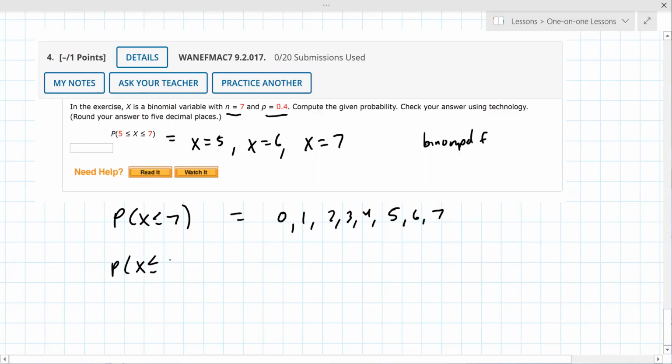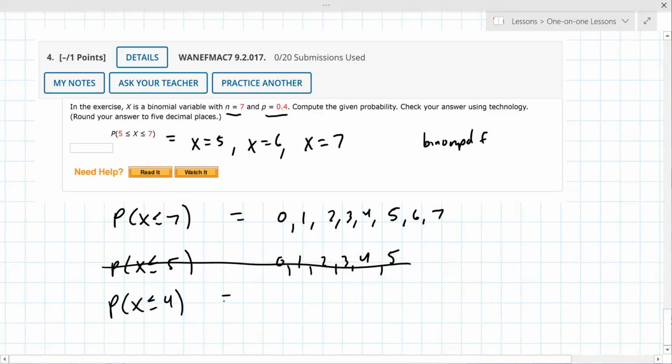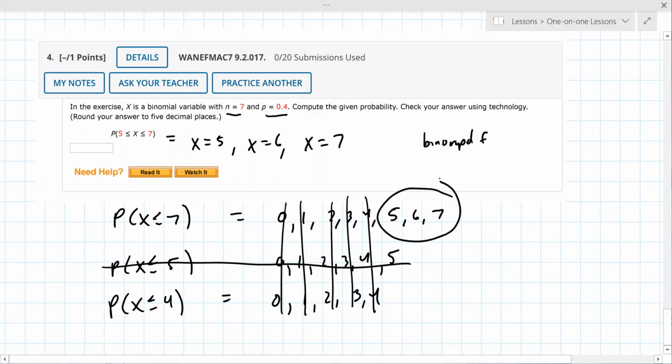Probably x less than 5 is 0, 1, 2, 3, 4, and 5. See how it overlaps still at 5? So you actually don't want to do that. You want to go to x less than or equal to 4, and that's 0, 1, 2, 3, and 4. And then when you subtract, these cancel, and you're just left with the ones that you want.